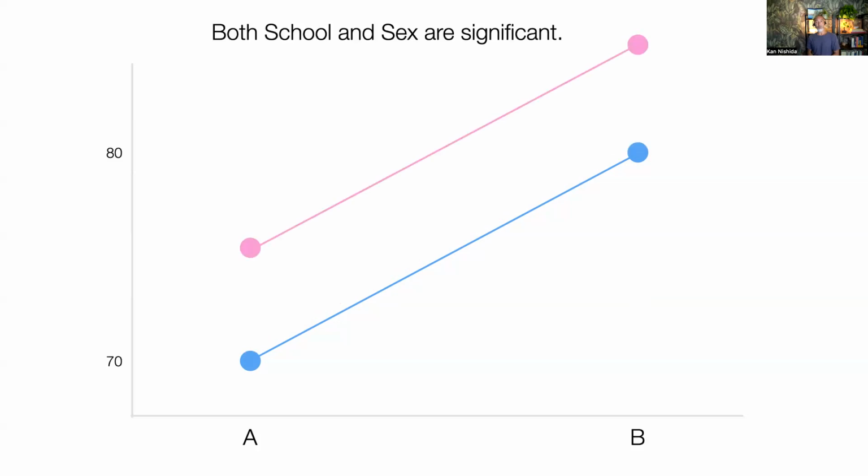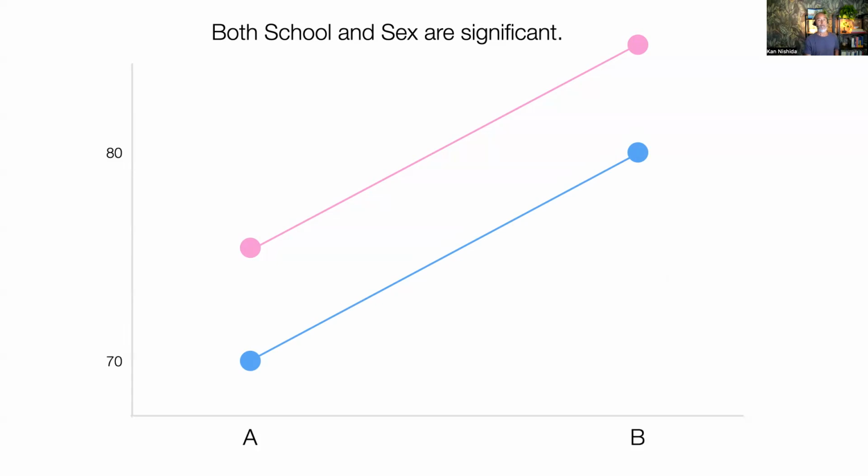And the last one, how about this one? From A to B, the score becomes higher, so it looks like school makes a difference. And then the color from blue to pink is also significant, so the sex makes a difference in terms of school score. So in this case, we can say that both school and sex are significant.